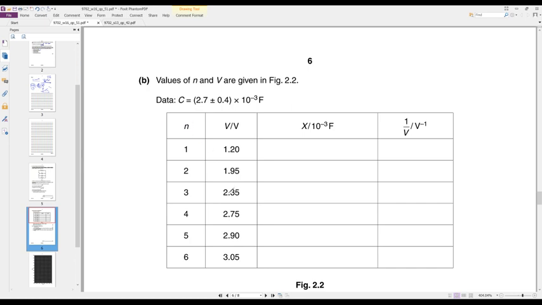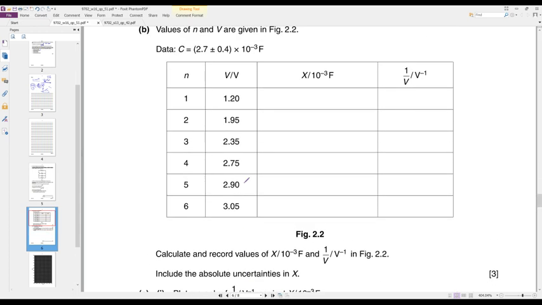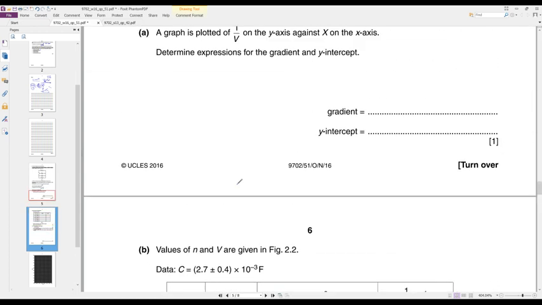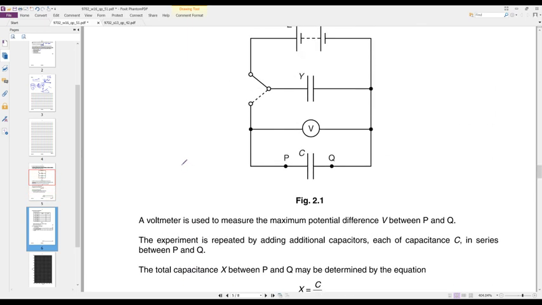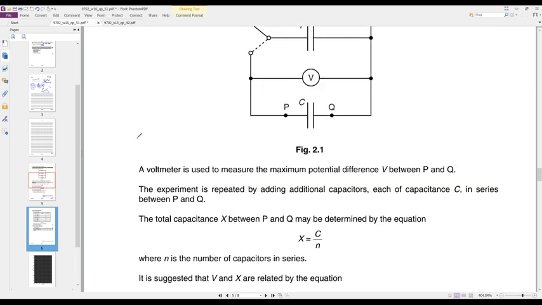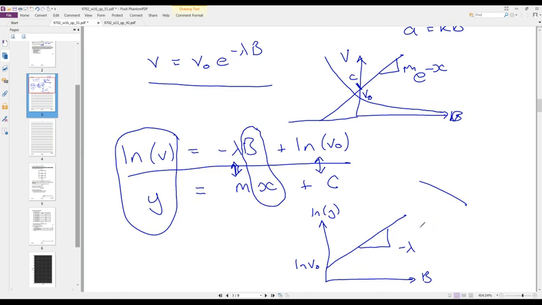So let's have a look at this one. This is a similar idea. Here, instead of log, we're plotting 1 over v against x. And this is exactly the same idea. They've told you to do it here, rather than you having to realize it for yourself. But it's the same point: there's a non-linear relationship, but linear relationships are what are easy to plot graphs for.